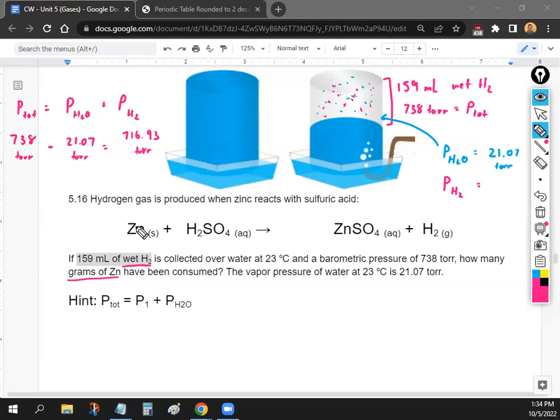Okay, so you should get 716.93 torr. And then you can convert that into atmospheres. If you divide it by 760, you should get 0.943 atmospheres. So that's going to be your pressure of H2. So far, so good?